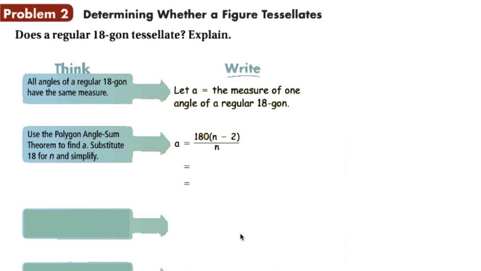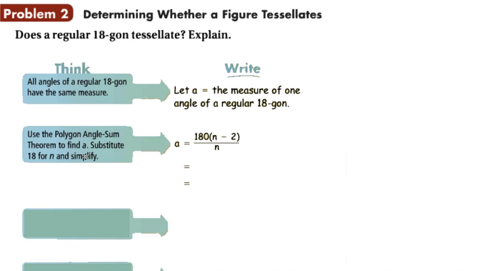So how do we figure out whether or not a figure will tessellate? Our question in this problem says, does a regular 18-gon tessellate? Well, the thing we need to find out is what would a single interior angle in an 18-gon measure?